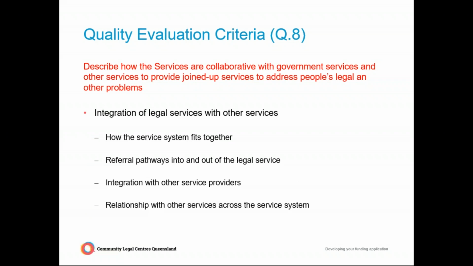Question 8 is describe how the services are collaborative with government services and other services to provide joined up services to address people's legal and other problems. So this question really focuses on how the service system fits together. If you're in the shoes of government thinking about what to fund, you want to make sure that the system that you are funding is as seamless as possible, given the constraints on resources. If an applicant can make it relatively easy for government to see how you are dovetailing in with other legal services and other community providers and are working to maximise that integration, those are the sorts of things you should be talking about in this question.